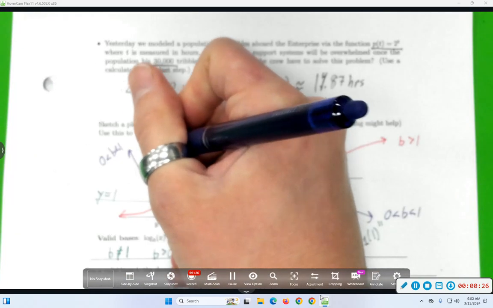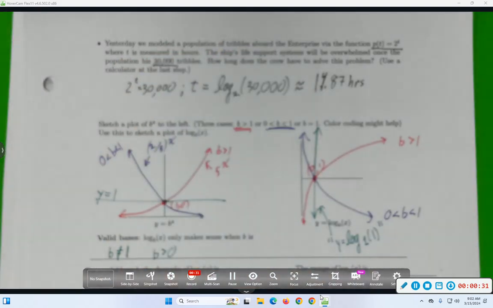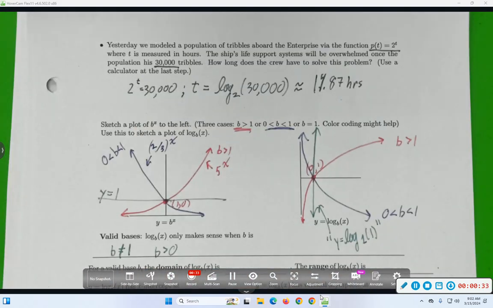The purple graph there is, I don't know, like 2 thirds to the x. Its graph will look something like that. If you take anything less than 1 and exponentiate that, then you'll get exponential decay instead of growth. Both of those are one-to-one functions. 1 to the x isn't.